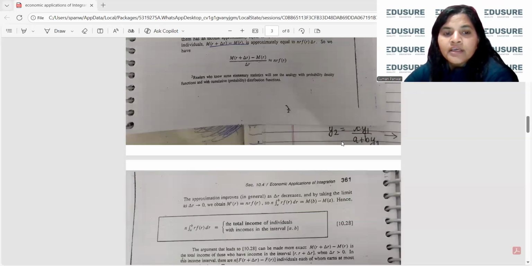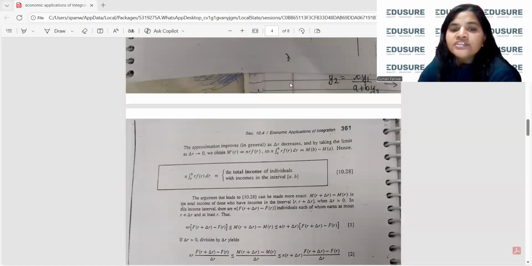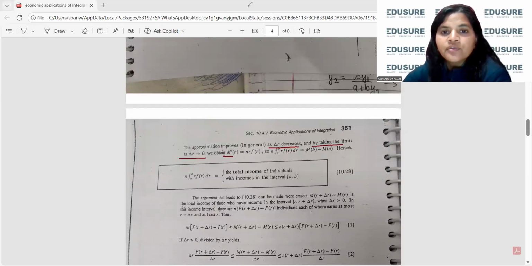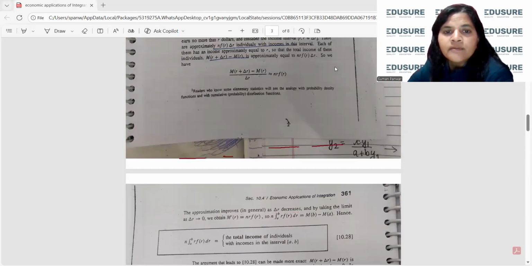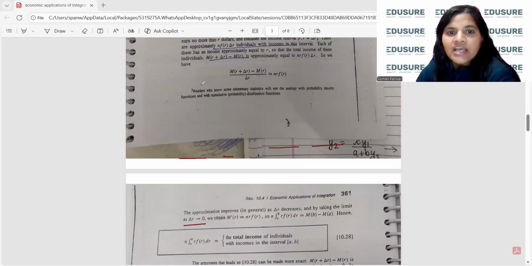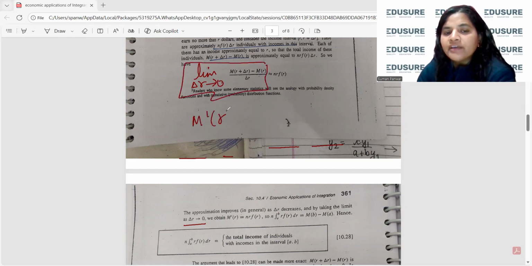Then the approximation improves in general as delta R decreases, and by taking the limit as delta R goes to 0 (not infinity, delta R), this expression is nothing but the derivative of M, M dash R. So M dash R is directly approximately equal to N R F R.